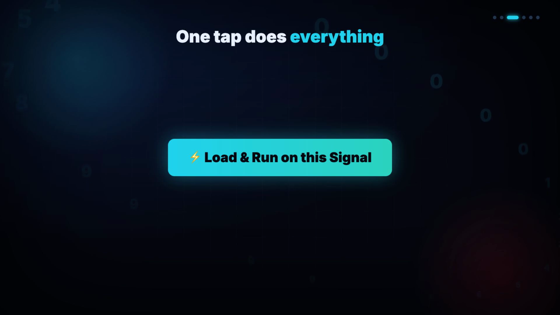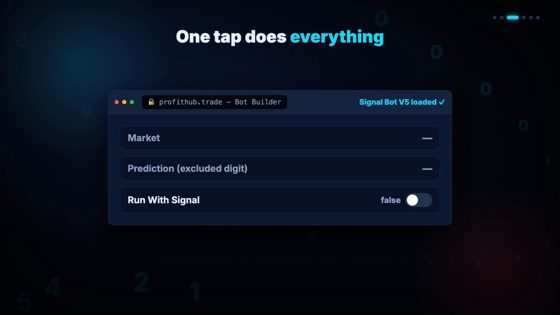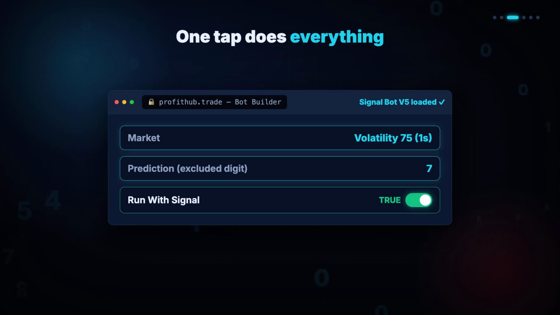At the bottom of every signal is the load and run button. Just tap it. It instantly opens ProfitHub.trade and loads Signal Bot v5 for you. The market is selected, the prediction digit is filled in, and run with signal is already turned on.